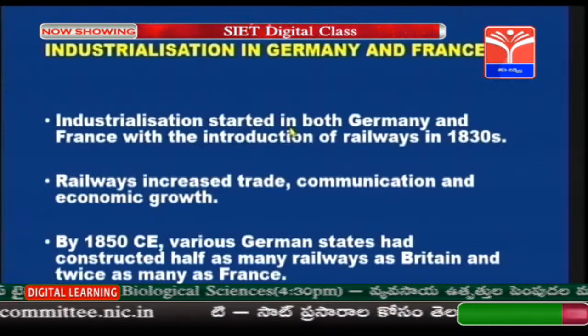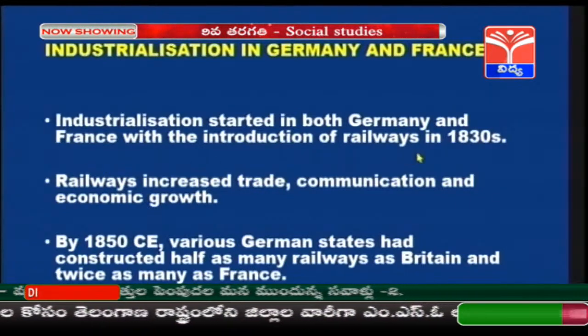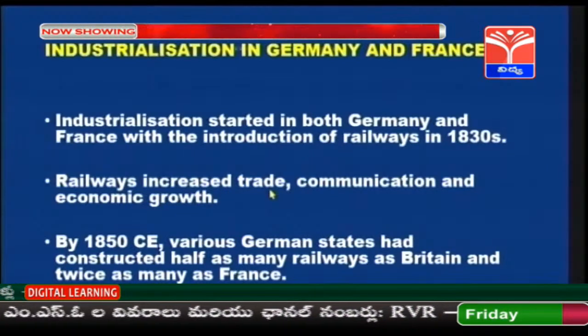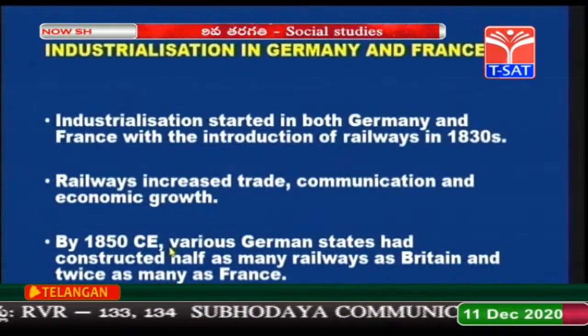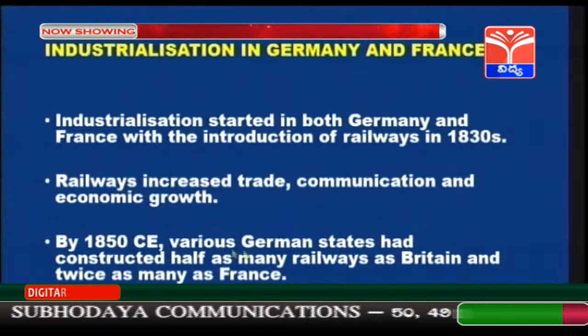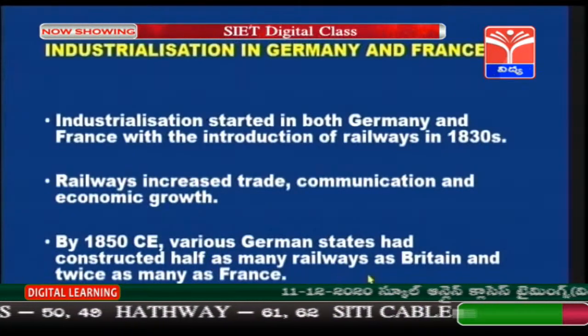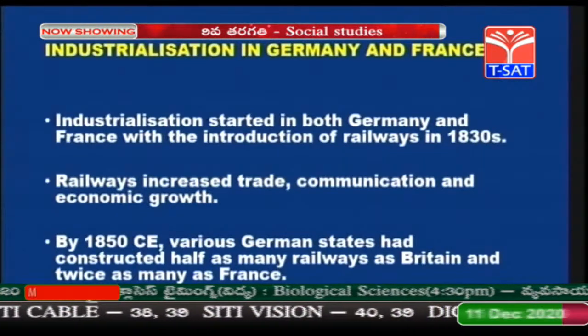Industrialization started in both Germany and France with the introduction of railways in the 1830s. Railways increased trade, communication and economic growth. By 1850 CE, various German states had constructed half as many railways as Britain and twice as many as France.